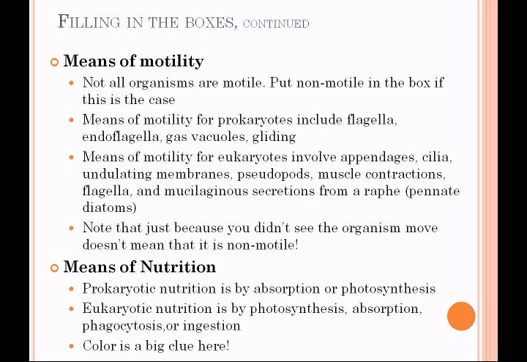Finally, you're going to determine the means of nutrition. Prokaryotes can get their nutrition by absorption or photosynthesis. Eukaryotic nutrition is by photosynthesis, absorption, phagocytosis, or ingestion. Color is going to be a big clue here. For example, if you see a green alga, you know that green signifies chlorophyll, so that organism is going to be a photosynthesizer. Now, not all photosynthetic pigments are green. Some photosynthetic pigments are brown, in fact, or golden. The diatoms are photosynthetic, but they don't use chlorophyll. Their pigment is brown or golden.